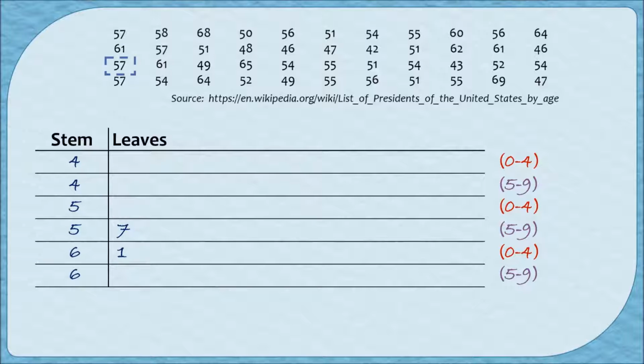So the next number is a 57. Once again, I'm going to go to the second stem of 5 and place a leaf of 7. And then for our fourth number, it's also a 57. So I go in the second row of 5 and place the leaf of 7. If you'd like to practice filling in the leaves for the split stem and leaf plot, I recommend you pause the video here, and when you're finished, you can check your work.